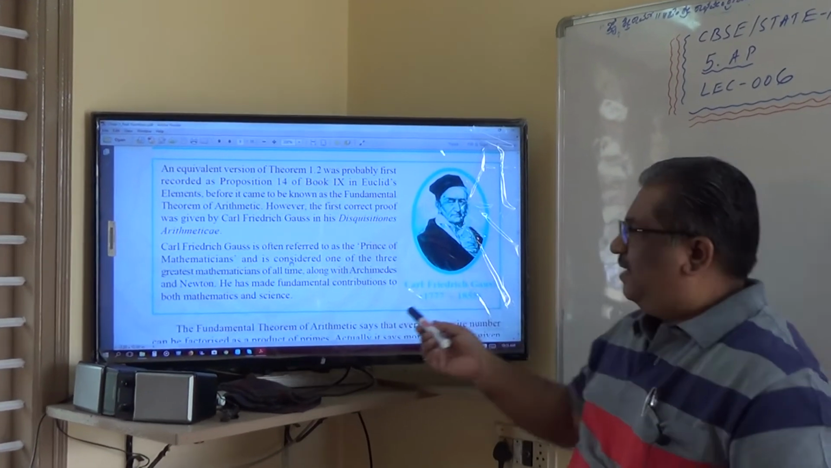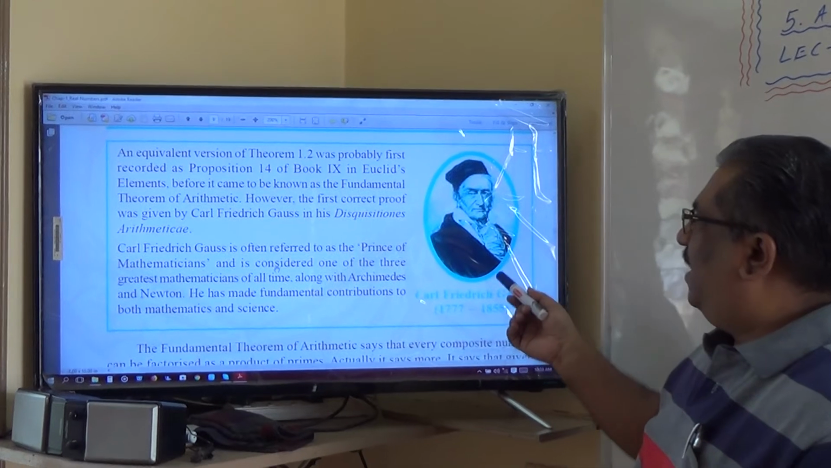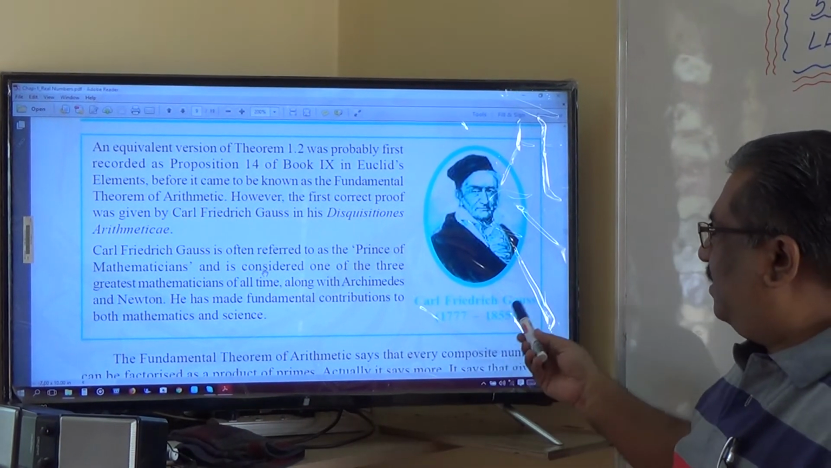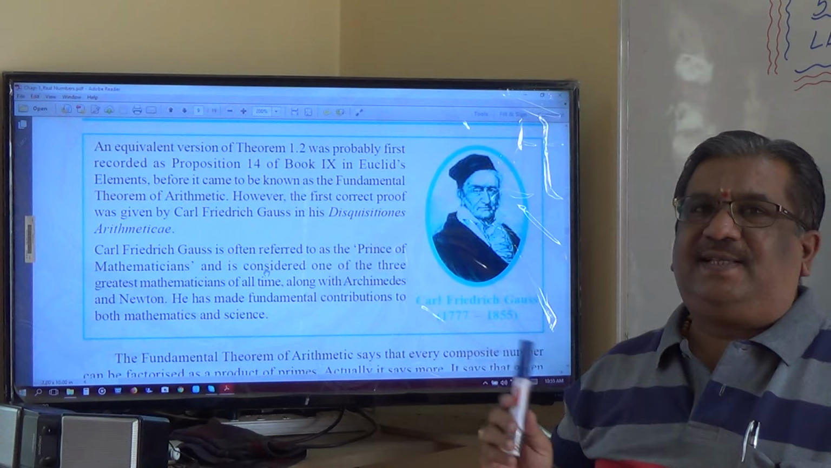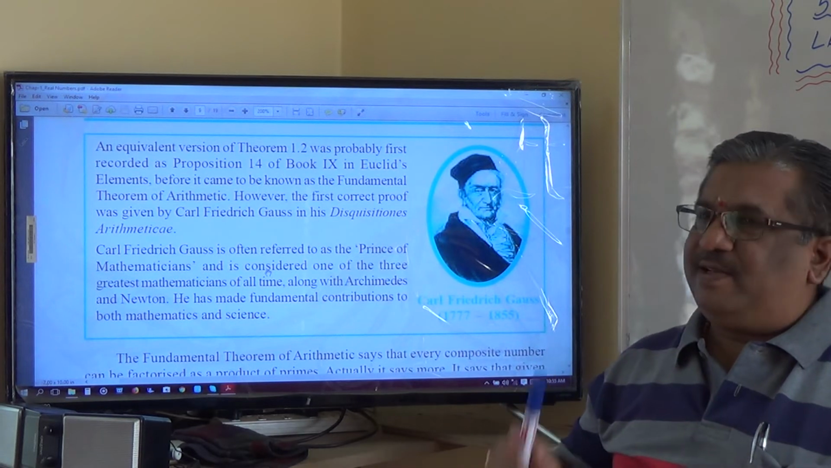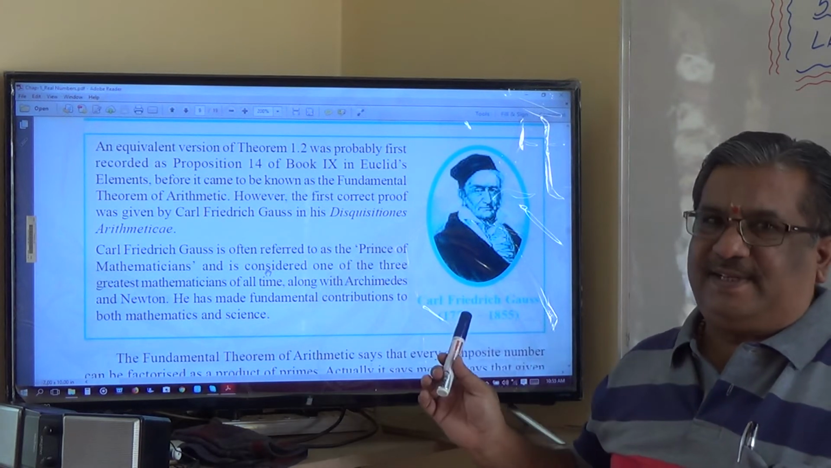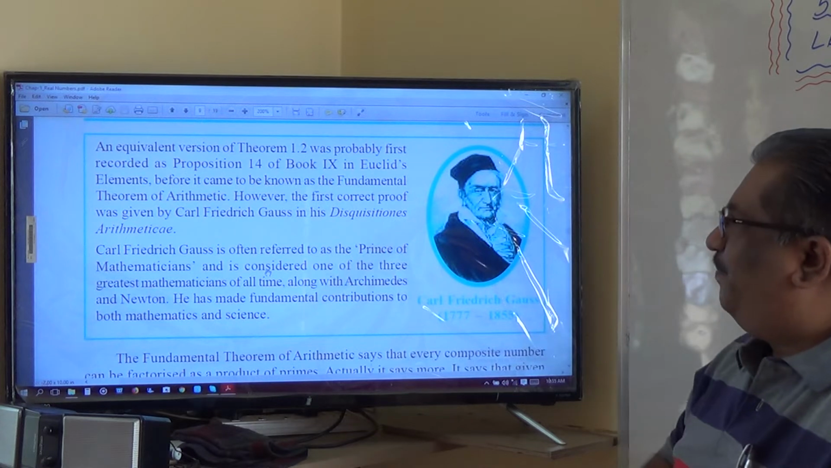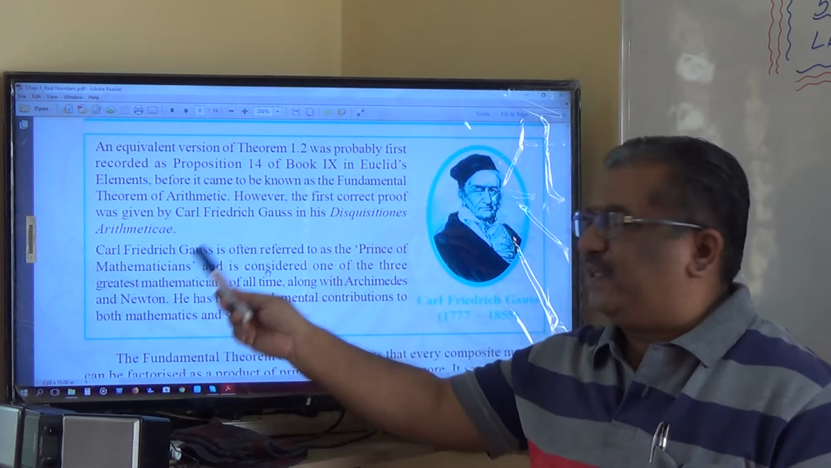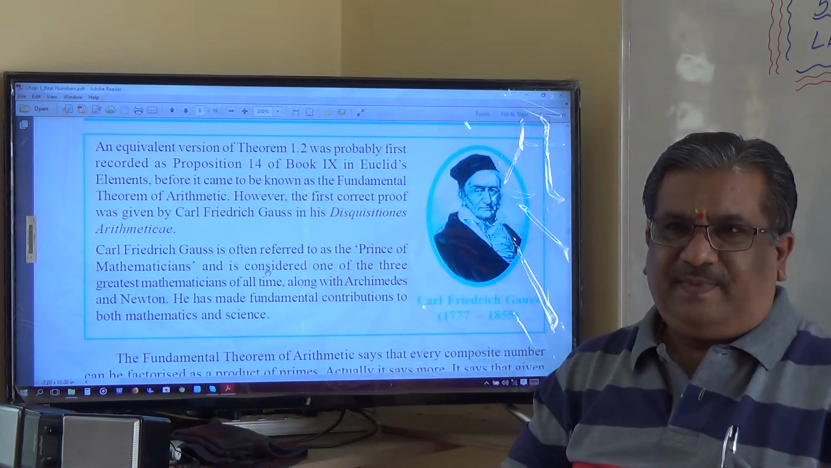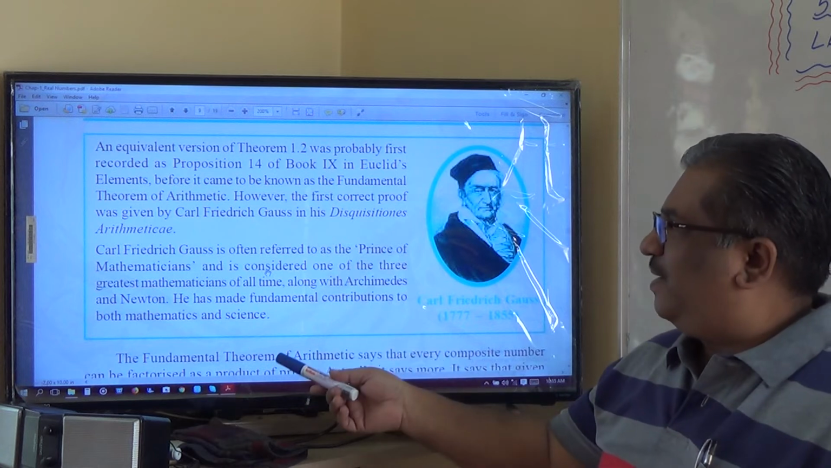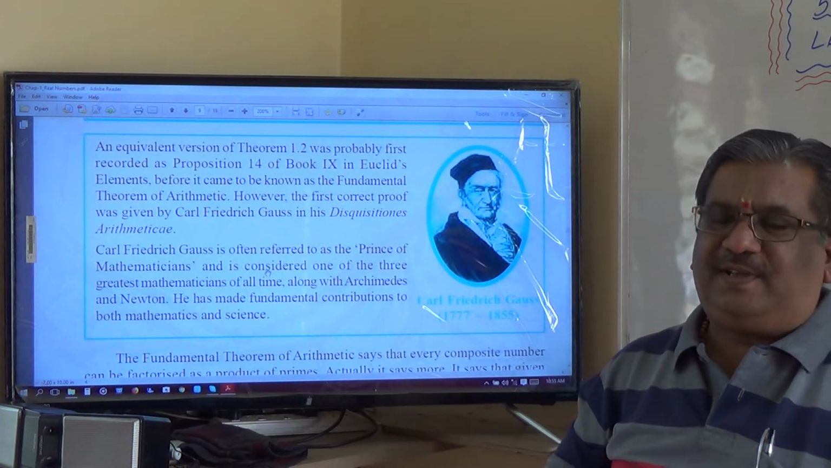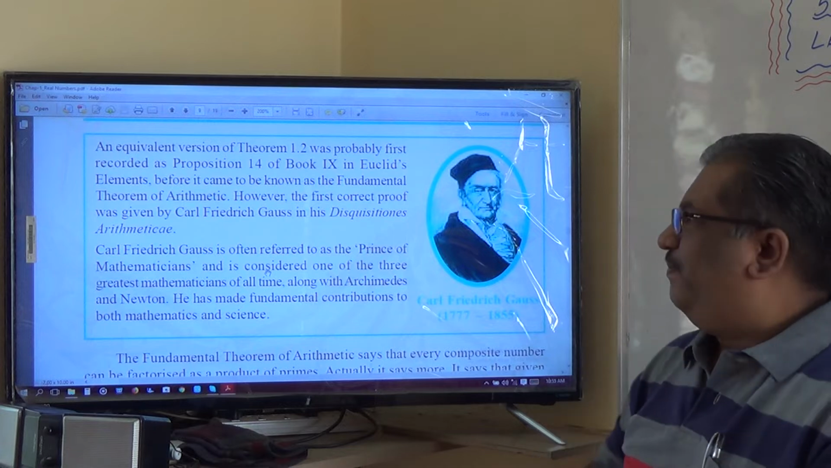Here, this is the name of the mathematician Carl Friedrich Gauss, a German scientist, a German mathematician and also called a physicist. A German mathematician and German physicist. He is called the Prince of Mathematicians. Along with Newton and Archimedes, he was one of the greatest mathematicians which we have found so far.